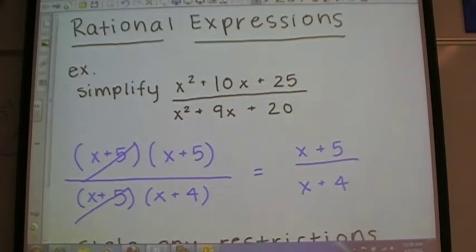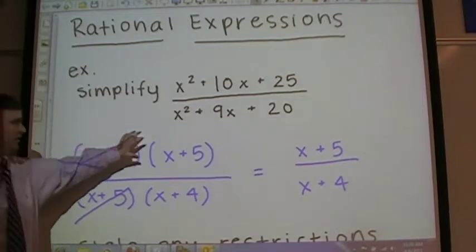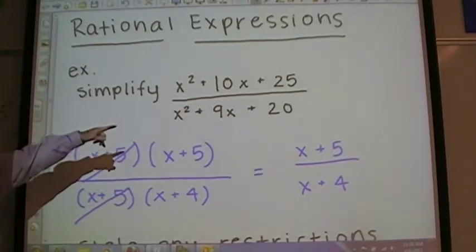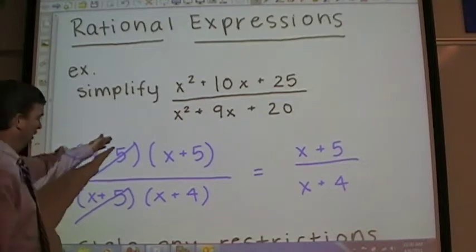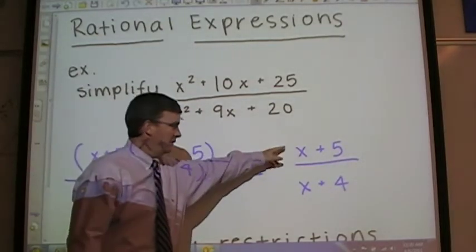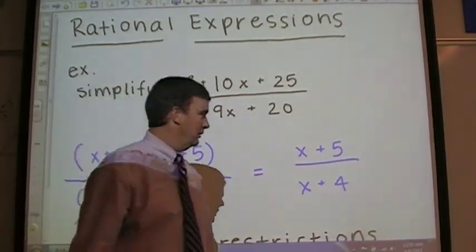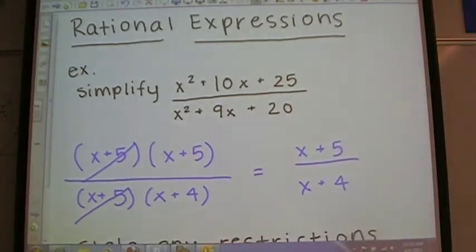So we know how to factor. x squared plus 10x plus 25 factors to x plus 5, x plus 5. x squared plus 9x plus 20 factors to x plus 5, x plus 4. Correct? Yeah. And these two divide out, leaving us with x plus 5 over x plus 4.